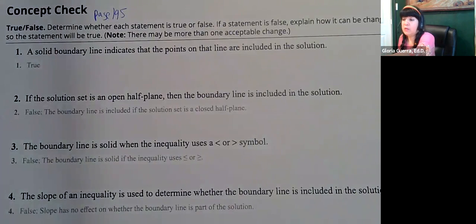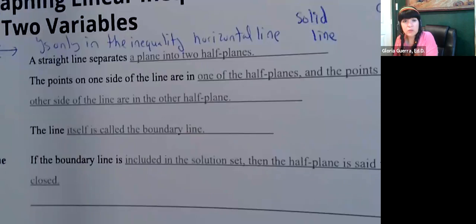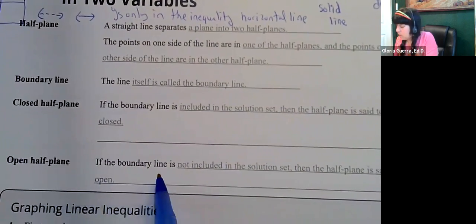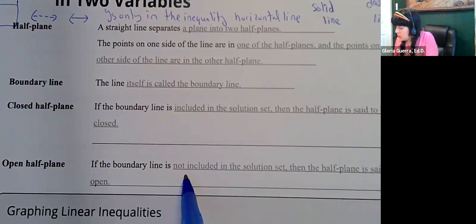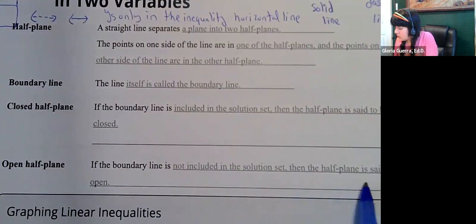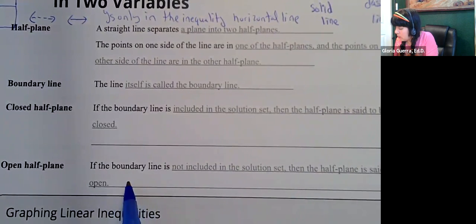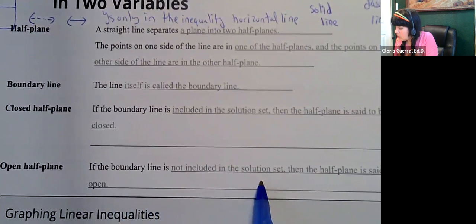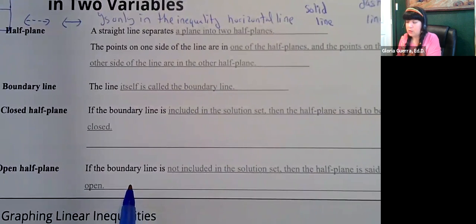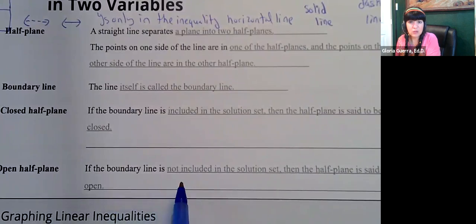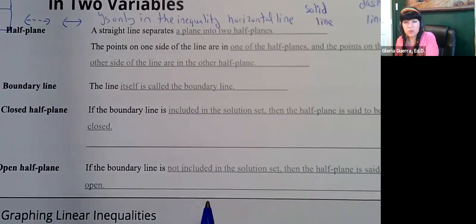and open half plane. So let me look at what they said about the open half plane. If the boundary line is not included in the solution set, then the half plane is said to be open. Okay, so if it's not included, that means you'd have to have a dash line, right? You have to have a dash line.